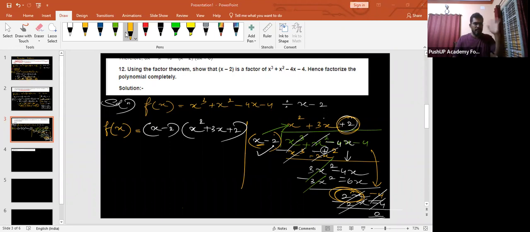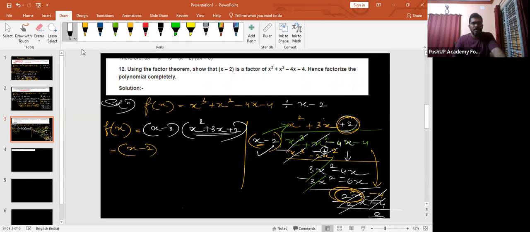Very good. Almost everyone has solved the second sum also. This is equal to x minus 2 into... Now, children, if you ask me, sir, factorization is over, my answer is no. Why? Because x square plus 3x plus 2 is a quadratic expression, and a quadratic expression can be factorized into its two factors, isn't it?